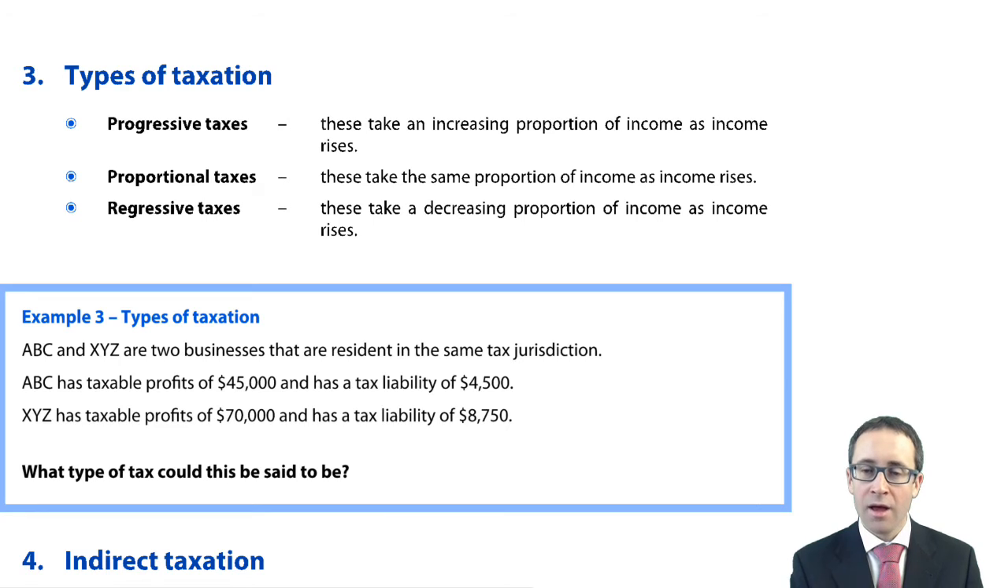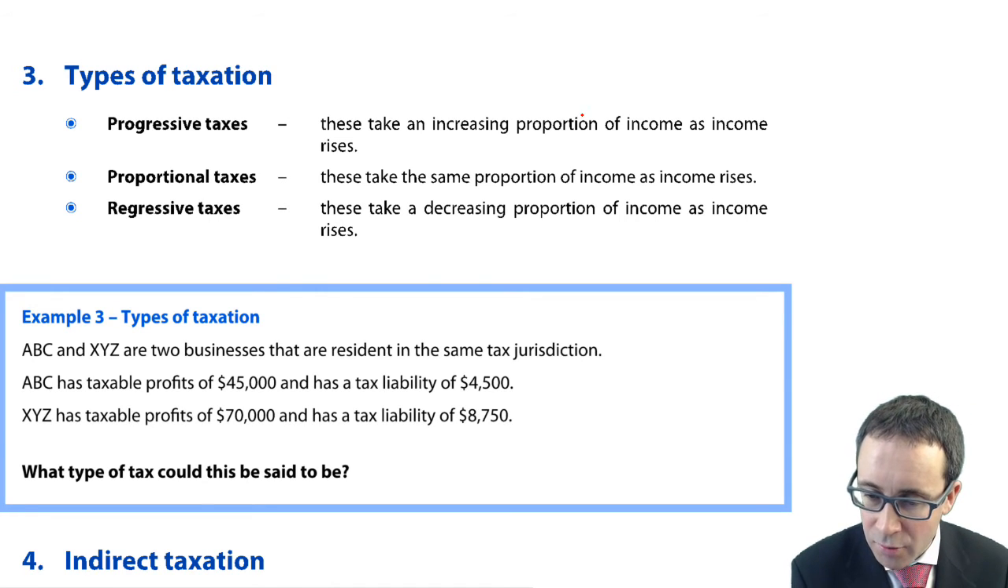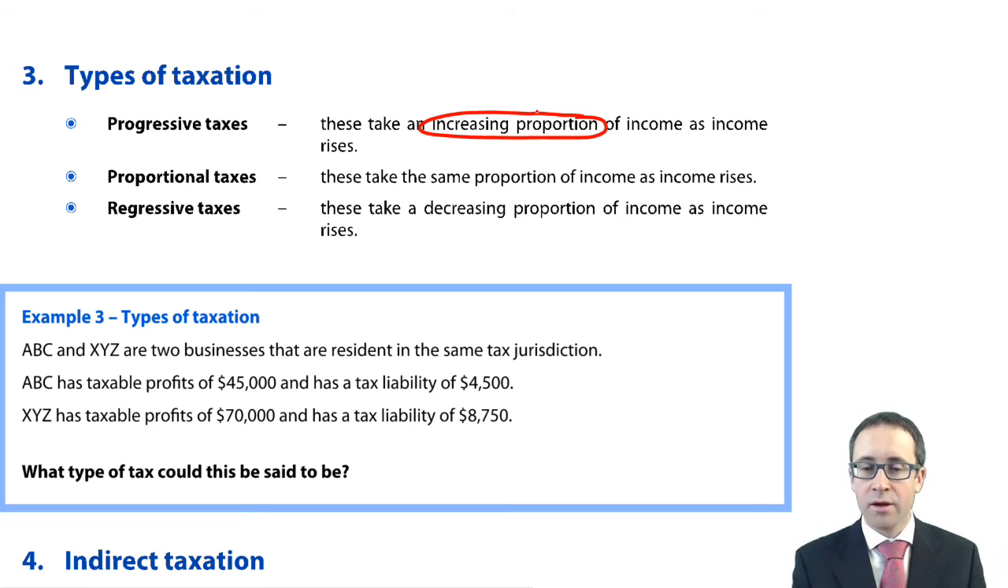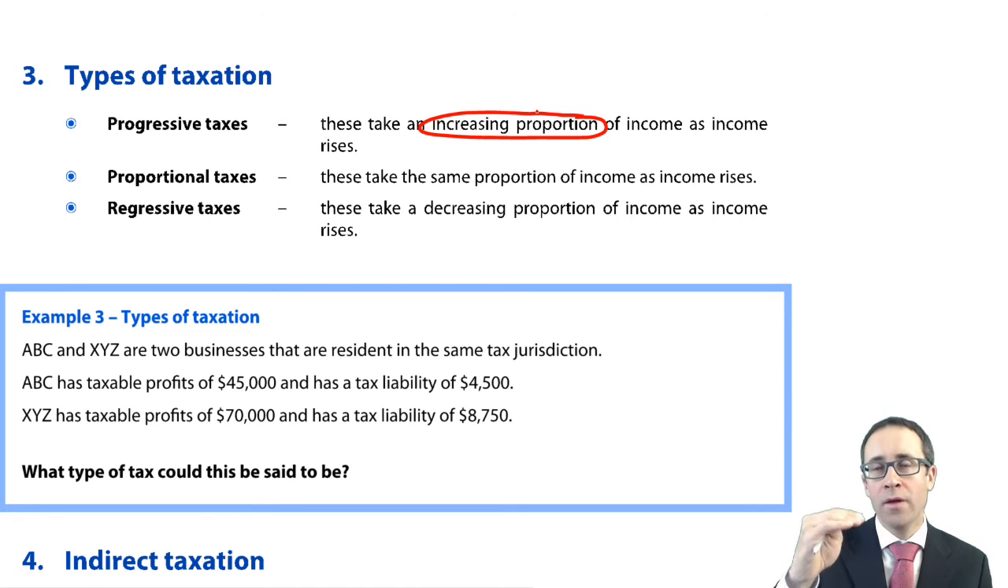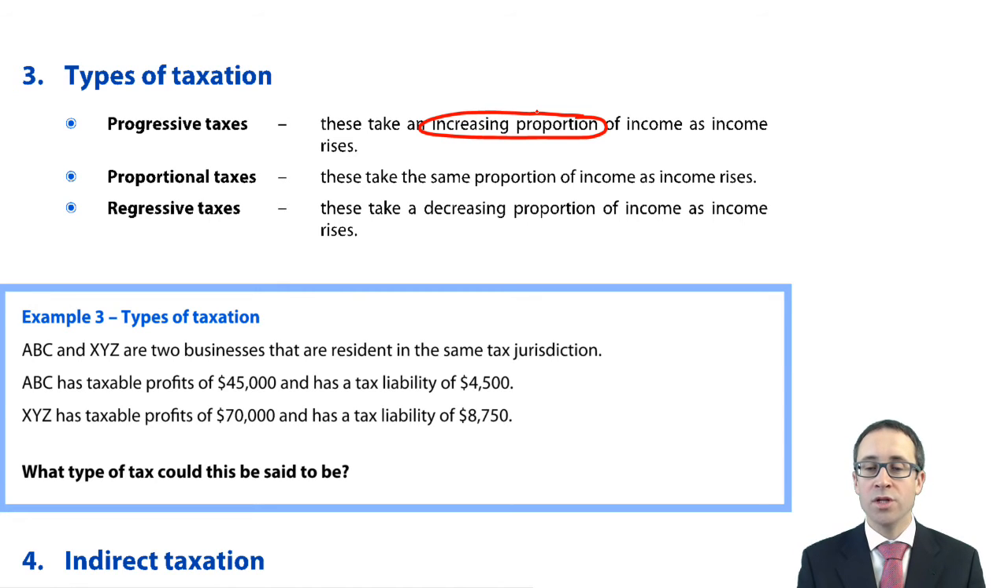First one that you've got there is referred to as a progressive tax, and this one takes an increasing proportion of the income as the income rises. So that's maybe a little bit like what you have with regards to your payroll and the tax that you pay on your earnings, isn't it? In the UK, we have a lower rate of tax for your lower earnings, and then the more you earn, the higher the rate of tax you will pay. So as your income rises, you will pay more tax on the amount of income that you generate.